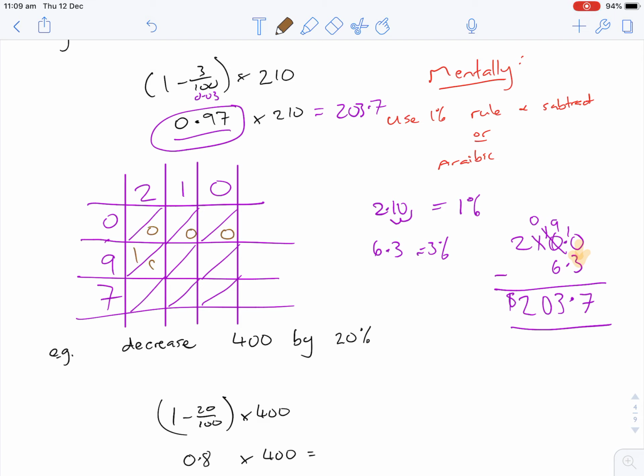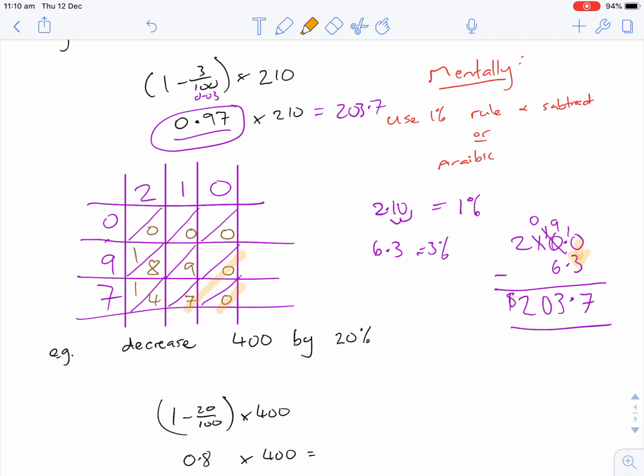2 times 9 is 18, so I put my 18 in there. Again, it's a double digit, so I split it over. 9 times 1 is 9. 9 times 0 is 0. 2 times 7 is 14. 1 times 7 is 7. 0 times 7 is 0, sorry. I wrote it right, but I'm speaking it wrong.